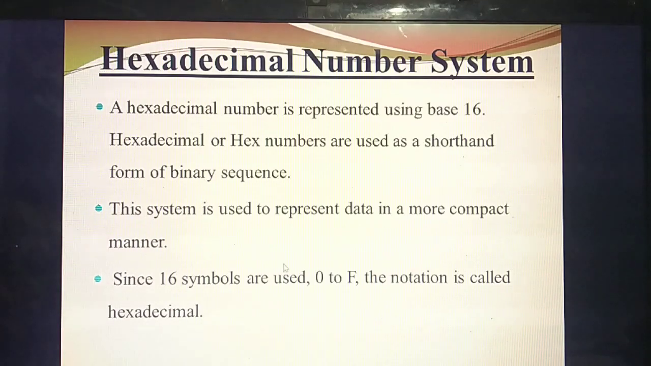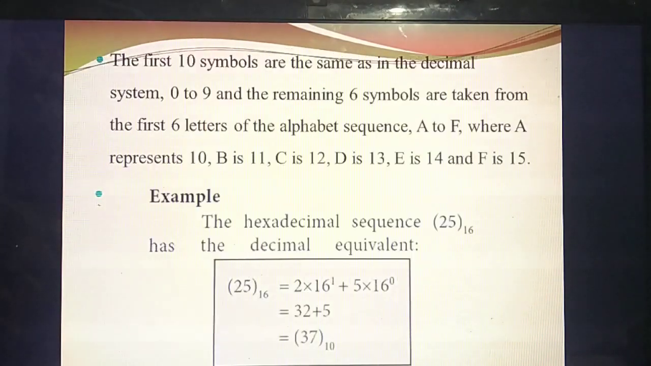Hexadecimal. Understand what's the base value of hexadecimal? 16. We call hexadecimal numbers hex numbers for short, but this number system is mainly used to represent data in a very compatible manner. 16 symbols are used. Above the number 10, for 10 to 15, we use alphabets to represent. Understand? So listen carefully. We have already studied decimal, binary, octal.